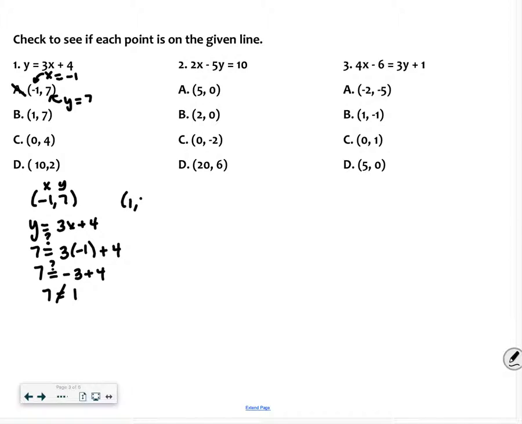Now the point 1, 7, that one does work because this would be 7 equals 3 times 1 plus 4. So 7 is equal to 7. So that one was good.